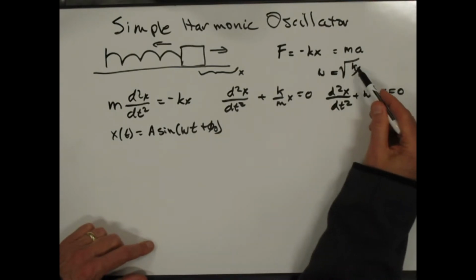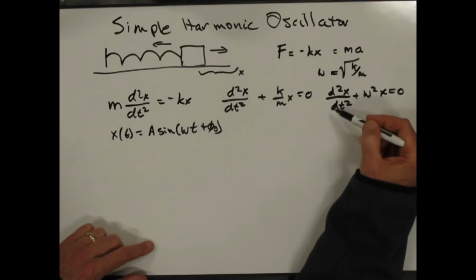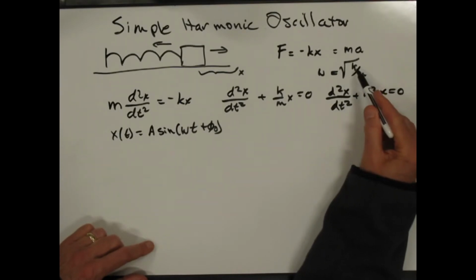Again, omega depends on the stiffness of the spring and the mass. So if you have a larger mass attached, you'll have a smaller omega. It'll take longer to oscillate, right? If you have a stiffer spring, you'll have a larger omega. It'll oscillate faster.